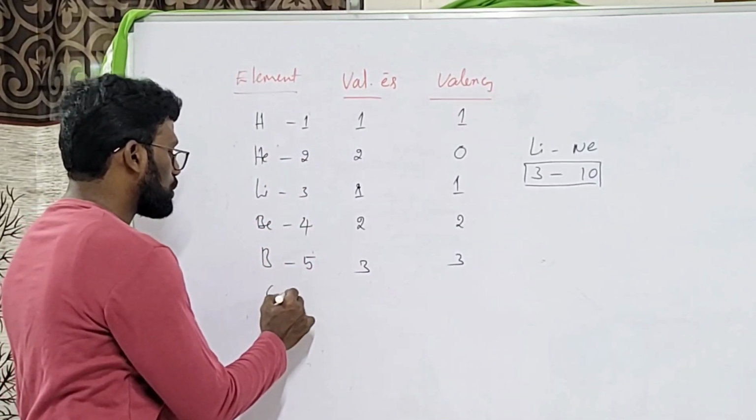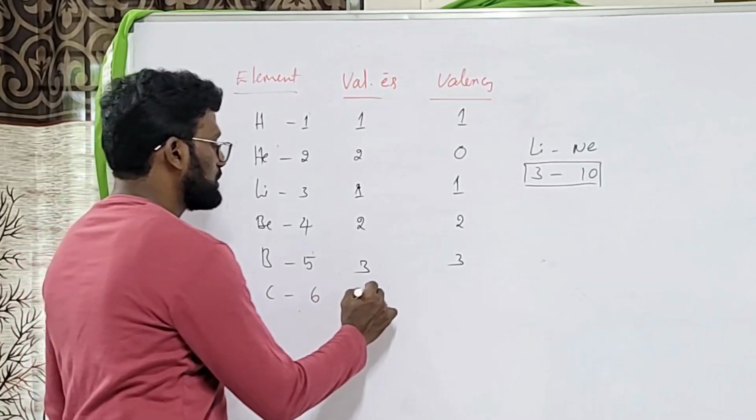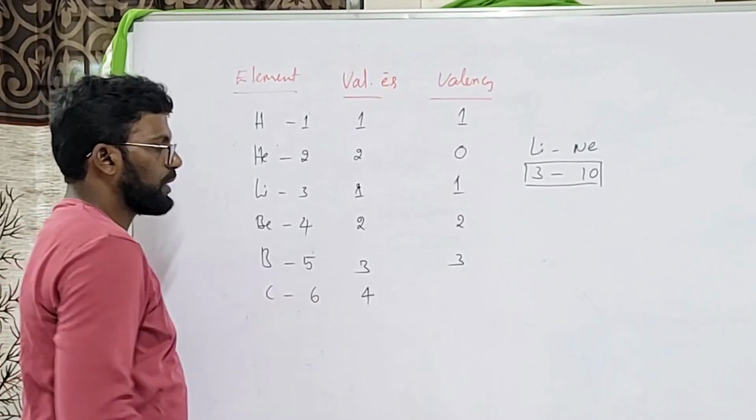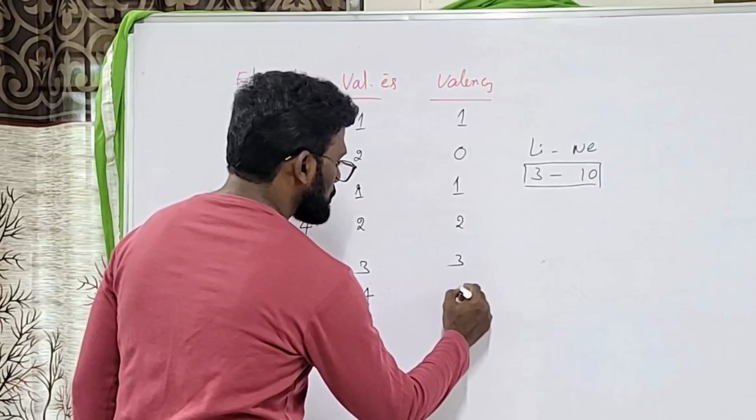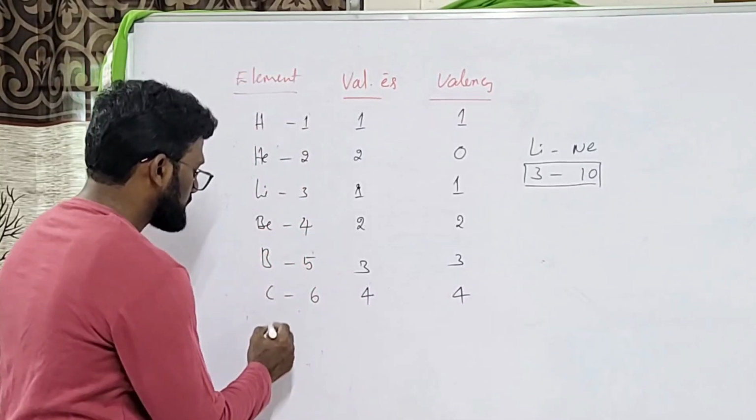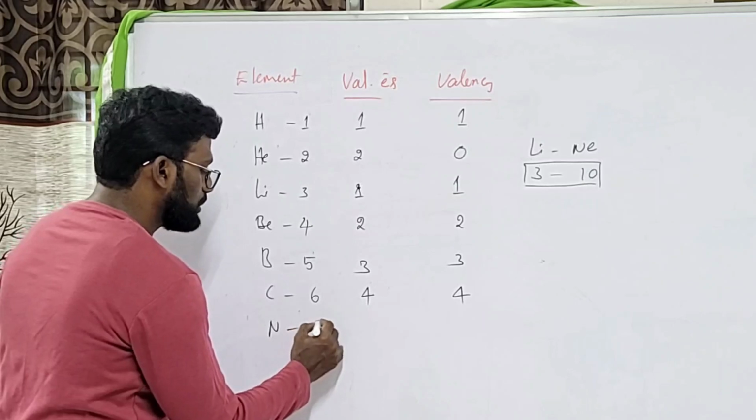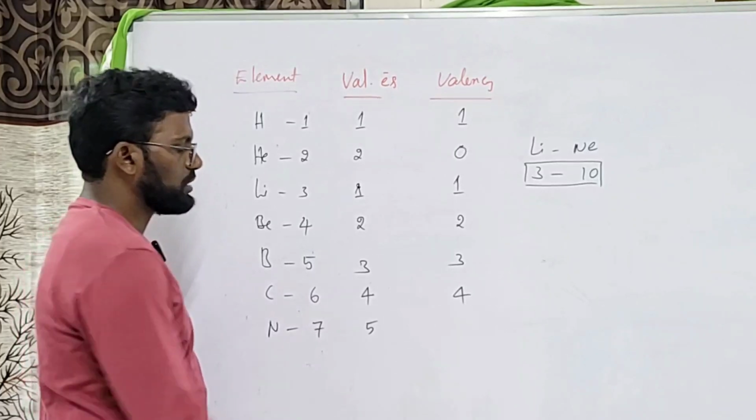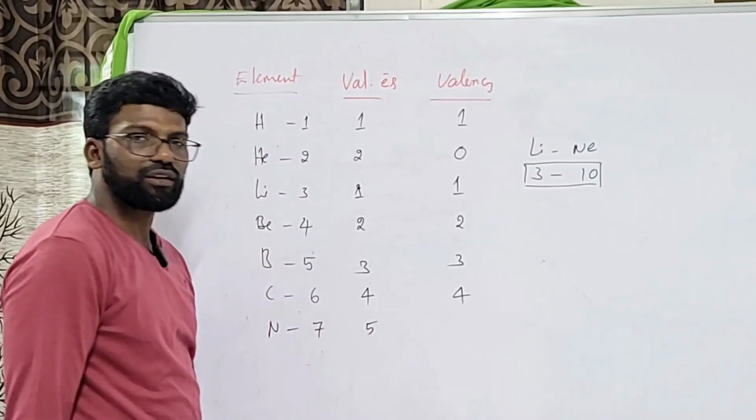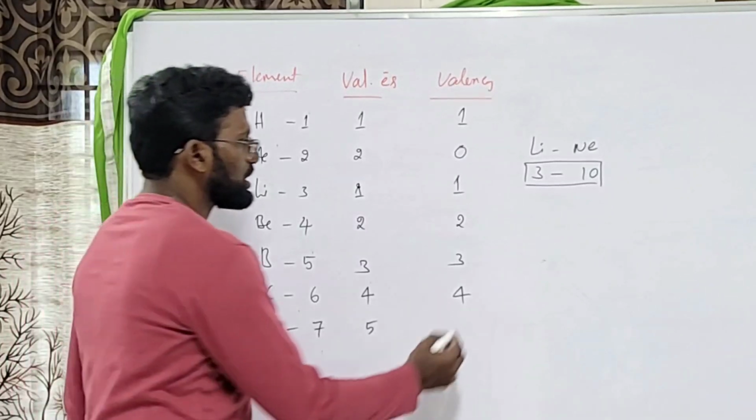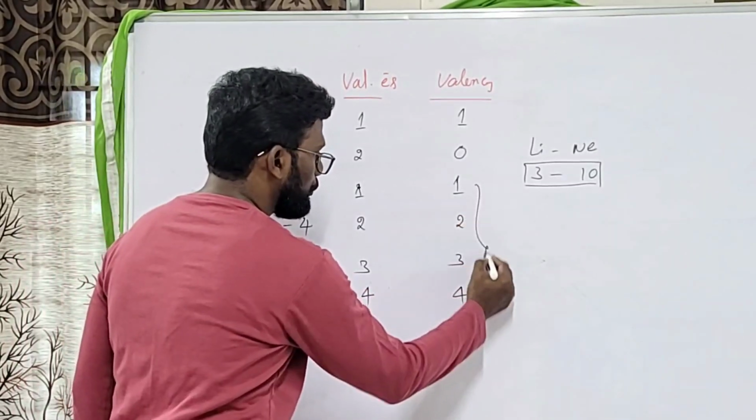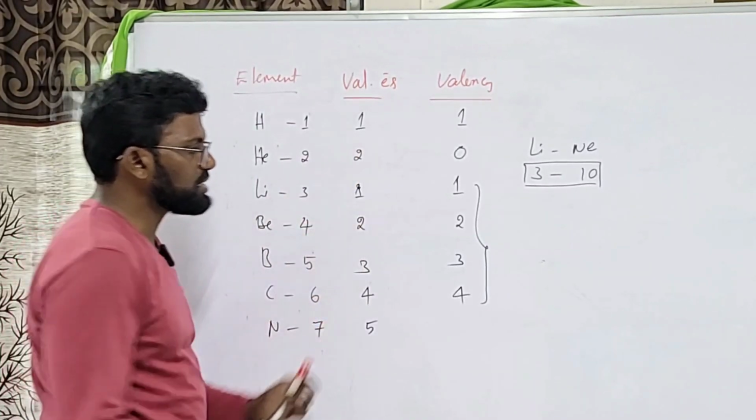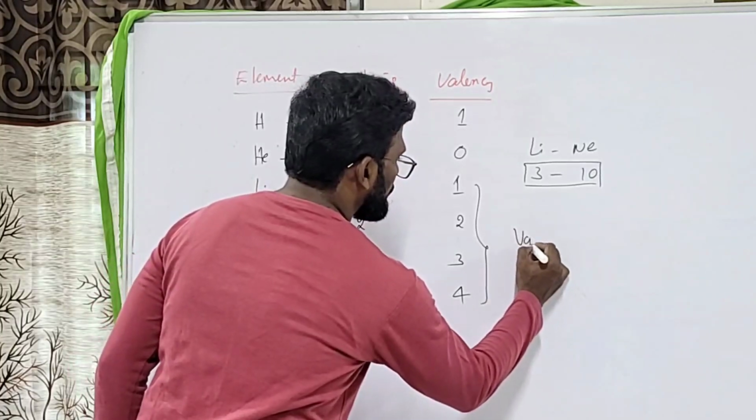And next, carbon has atomic number 6, number of valence electrons 4, 6 minus 2 is 4, and its valency is also 4. And next, nitrogen has atomic number 7 and number of valence electrons 5, and its valency is not 5. If the number of valence electrons is more than 4, to get valency we have a small formula.